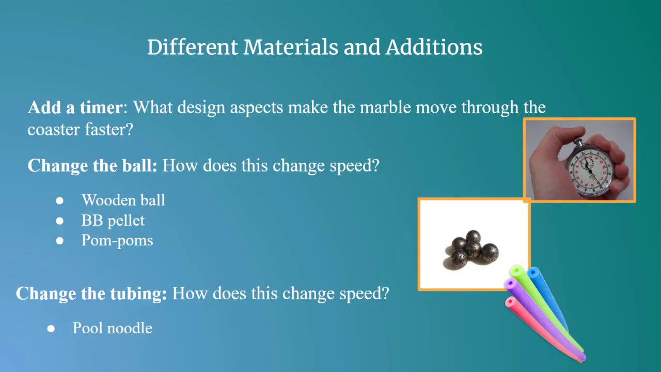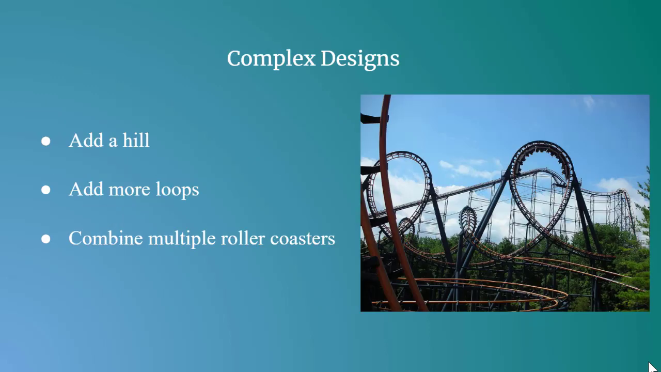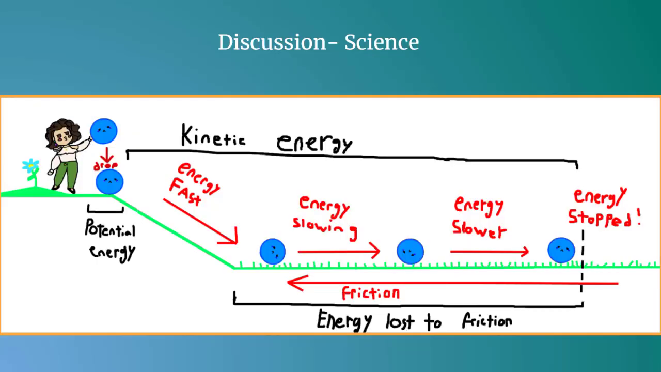Different marble materials could include a wooden ball, BB pellets, and pom-poms. Different tubing could include a pool noodle cut in half lengthwise. You could also use a timer to find out the speed difference on each different material. Design-wise, you could add more loops, or add a hill that goes into an inverse loop, or combine roller coasters with other groups. Here is a simpler explanation of kinetic and potential energy.